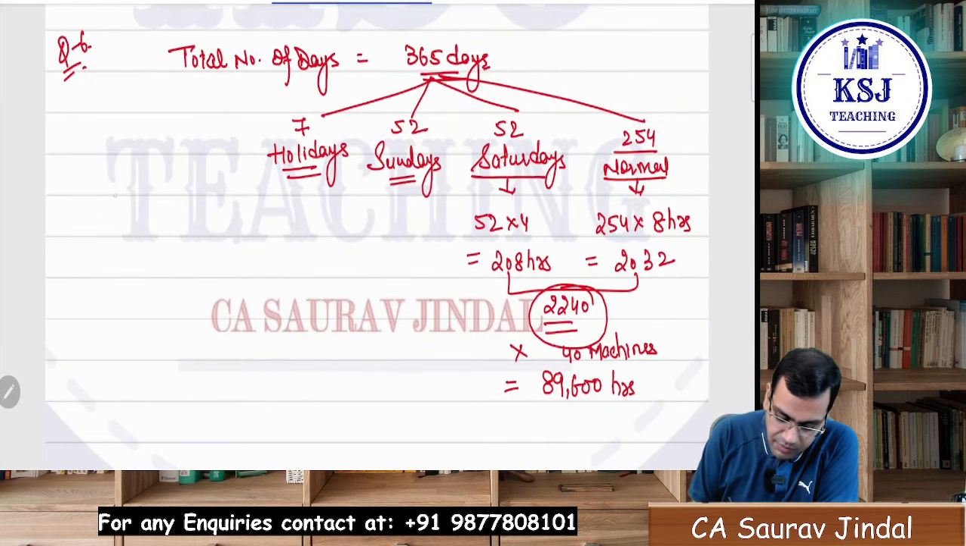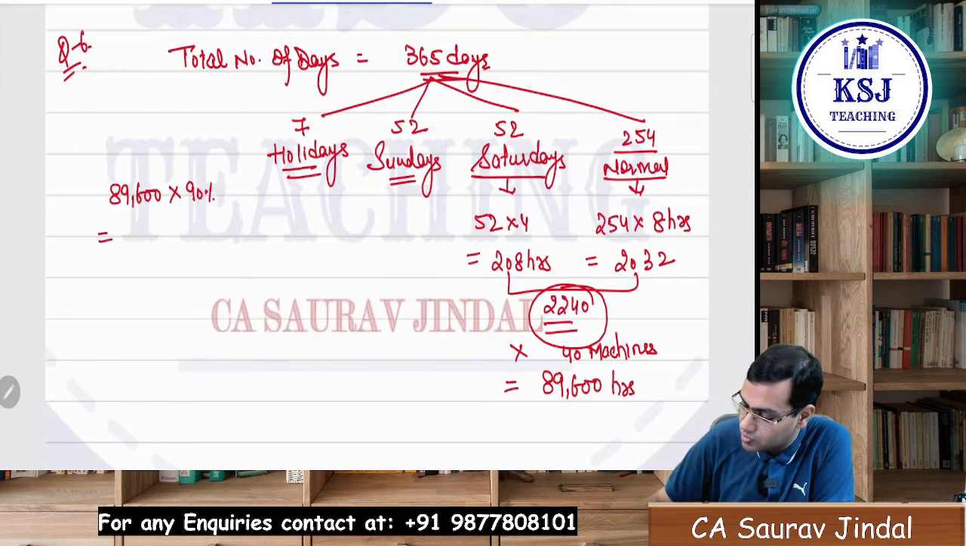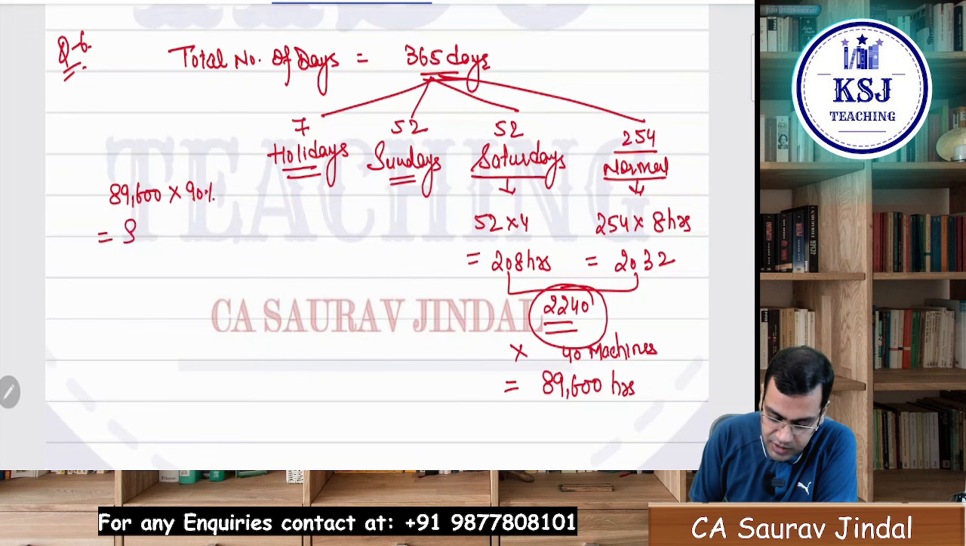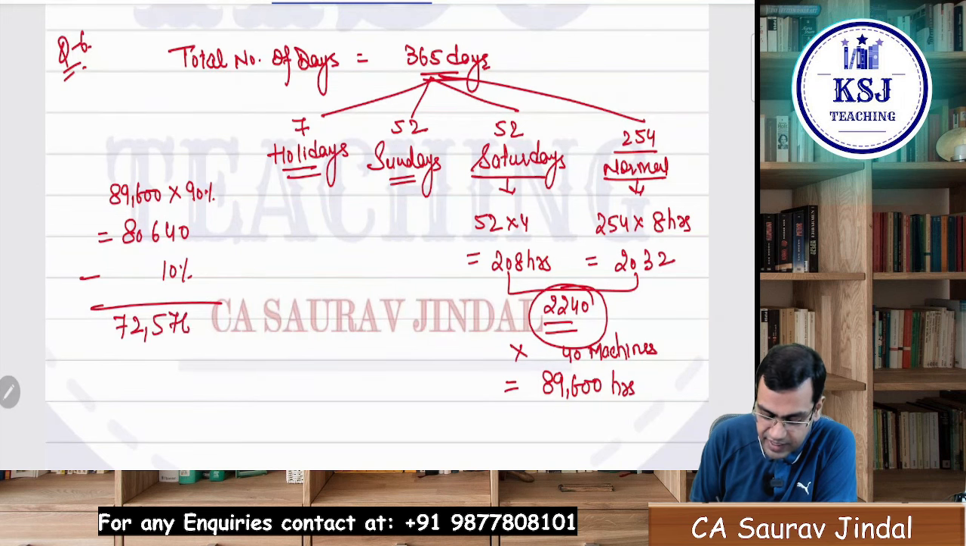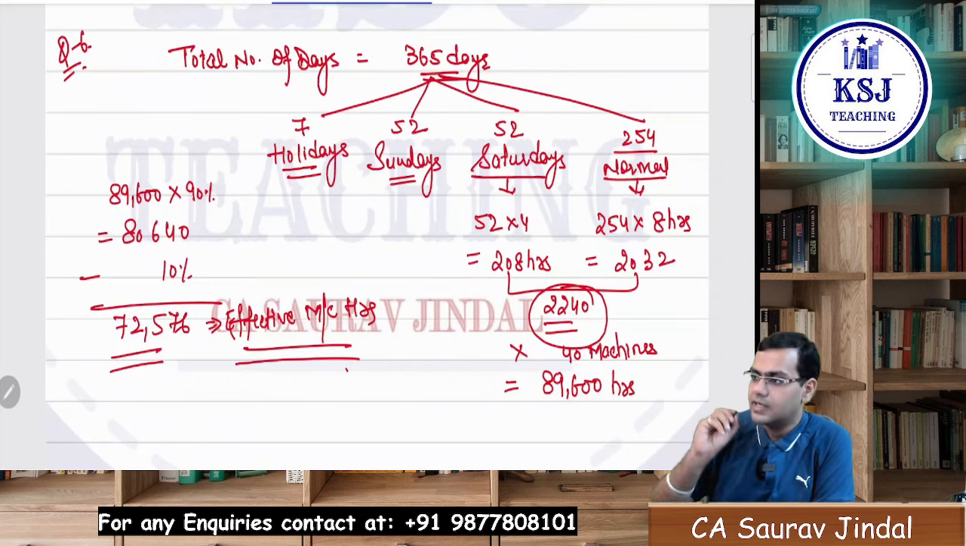Now this 89,600 is at full capacity. Normally they work at 90%. So what are the effective hours used? That is 80,640. Further, a 10% provision for the breakdown. So the effective hours are 72,576 after considering everything. This will become your effective machine hours. Any doubts in this?